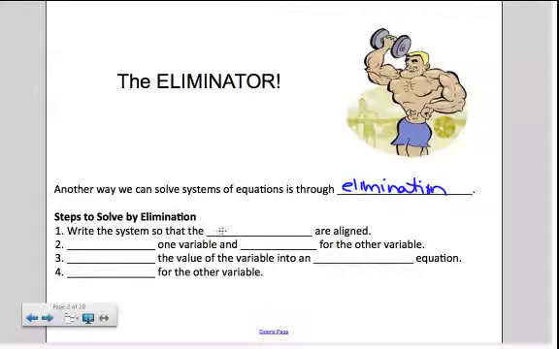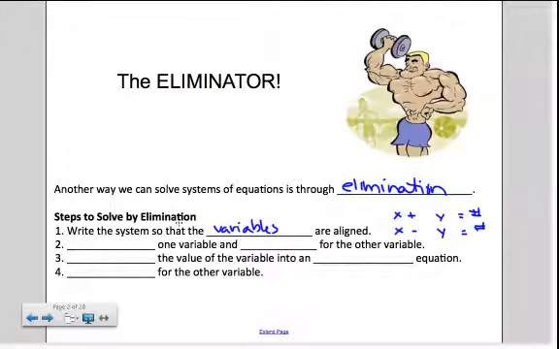First, write the system so that the variables are aligned. Okay, so you would have the x's, the y's, and the x's are going to be on top of each other, the y's are going to be on top of each other, equals, and some number. Okay, you're going to have coefficients, plus, minus, whatever. All right?